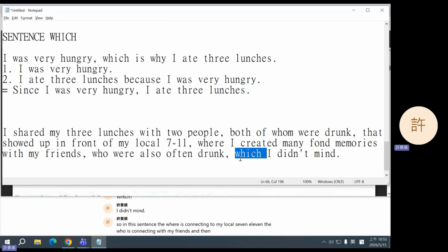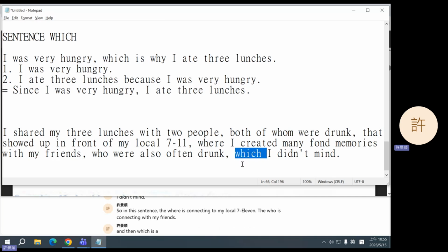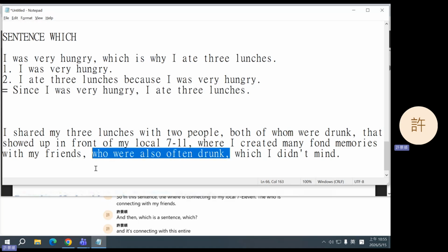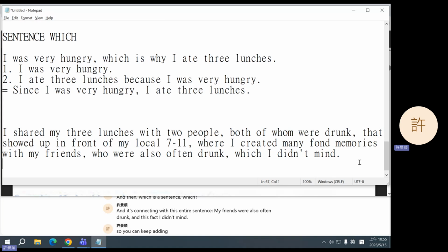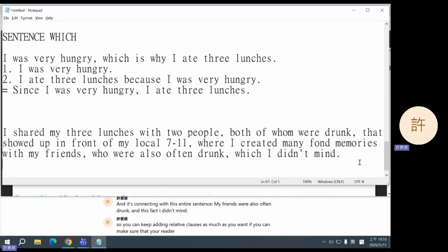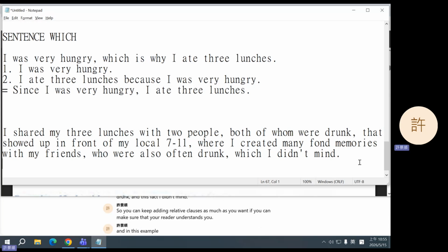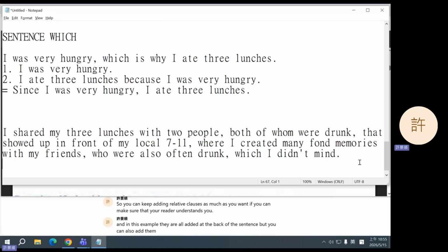And then which is a sentence which. And it's connecting with this entire sentence. My friends were also often drunk. And this fact I didn't mind. So you can keep adding relative clauses as much as you want if you can make sure that your reader understands you. And in this example, they are all added at the back of the sentence, but you can also add them in the middle if you want.